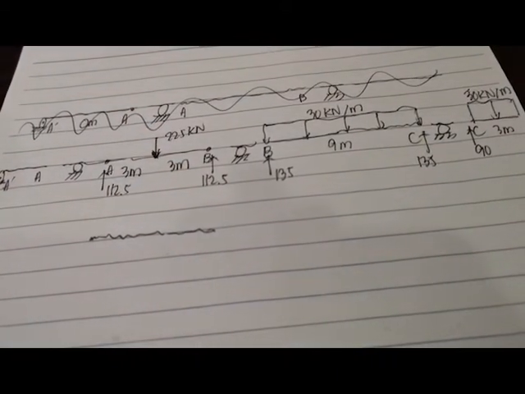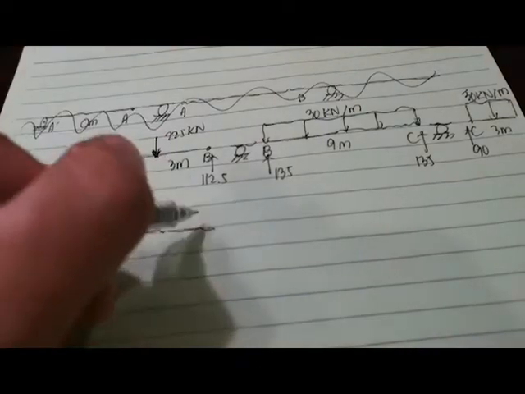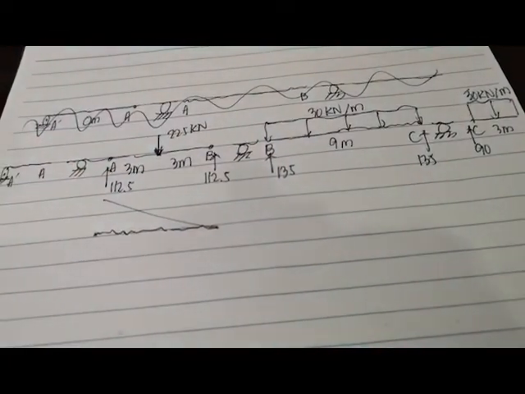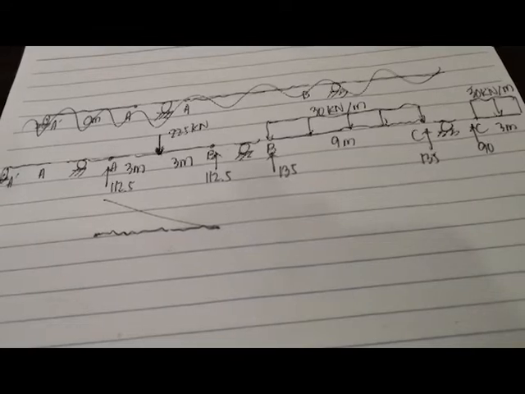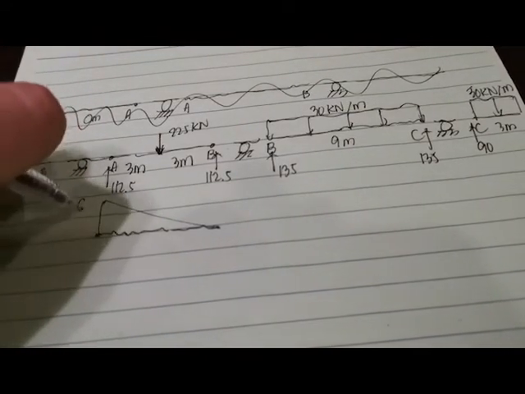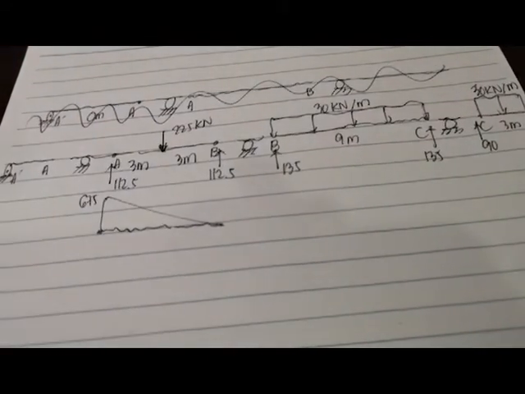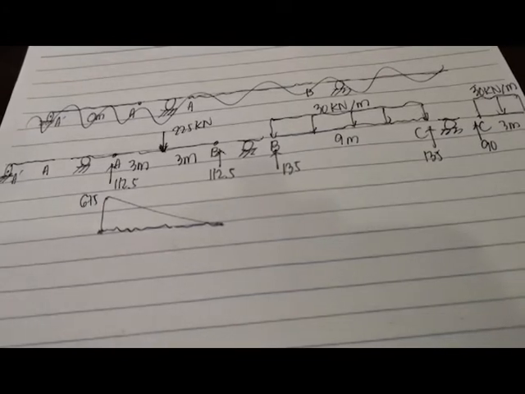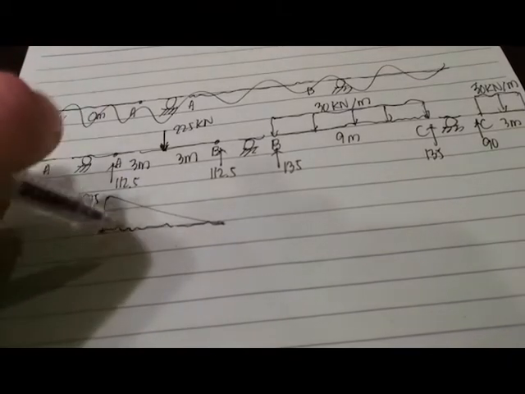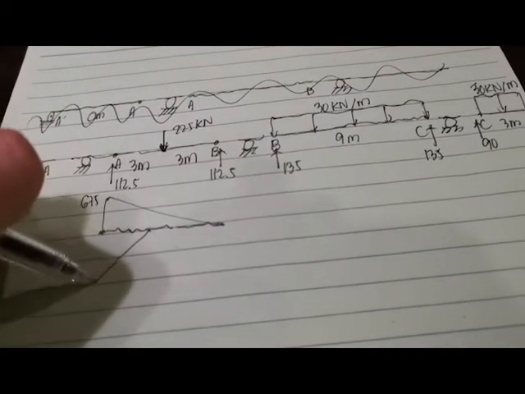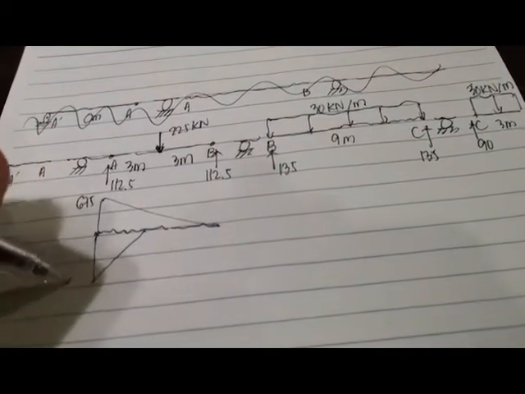So this is equal to 112.5. We have a load here, 112.5 times 6. This is equal to 675. And then 225 times 3. This is negative 675 also. Negative 675.